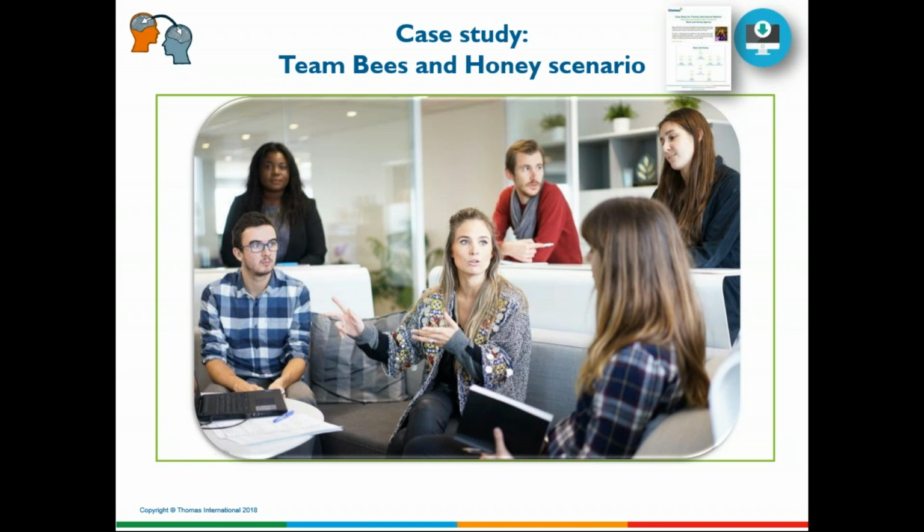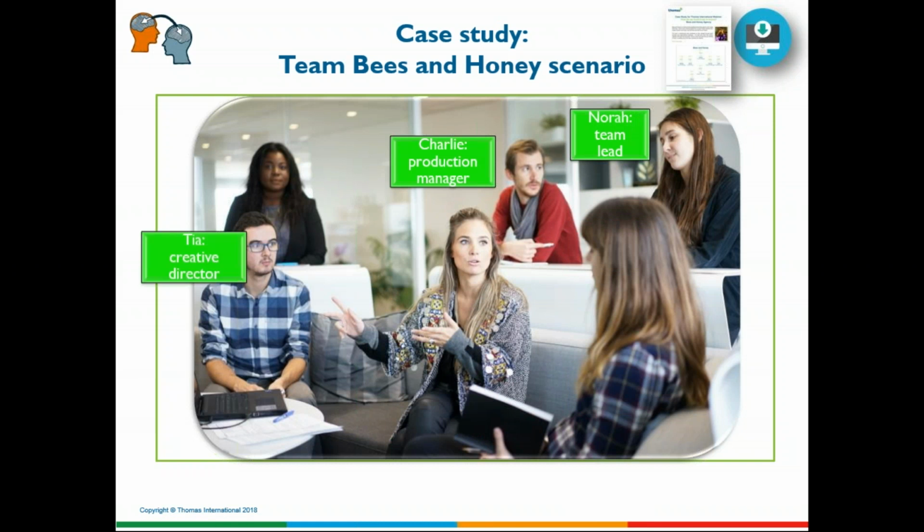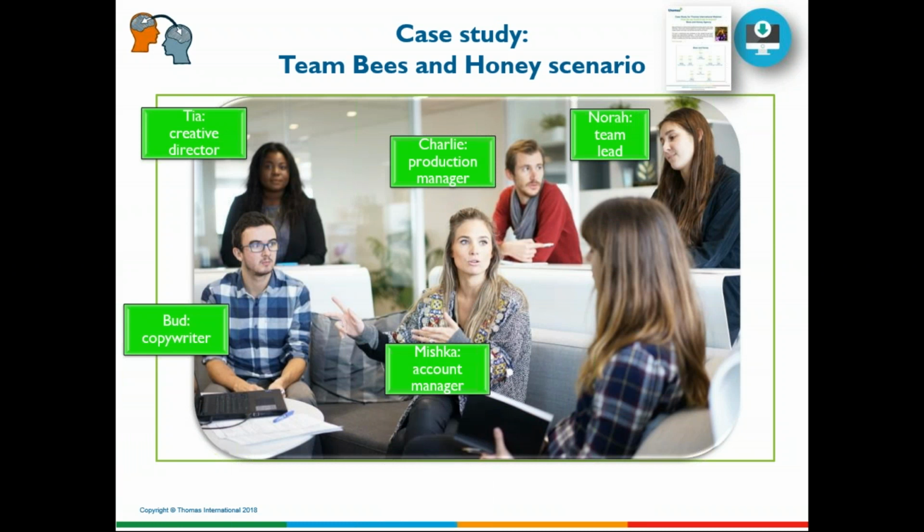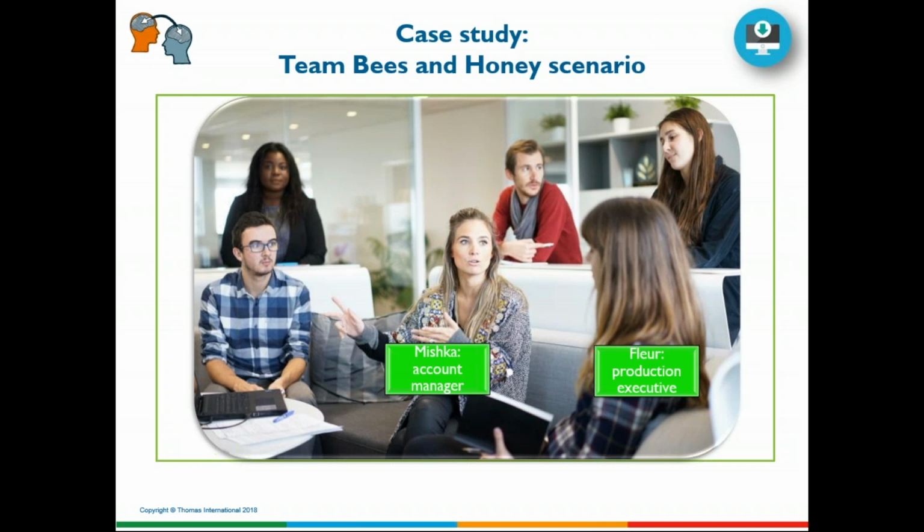There's a big new project they're working on, and in the meeting, 2 of the members are clashing. So here we go. Here are the team members. There's 8 of them in the team, and we have 6 of them in the picture. Nora, top right there, she's a VP client manager and team lead. Next to her is Charlie, the production manager. Tia is the creative director. Bud is the copywriter, Mishka the account manager and the newest member of the team, and Fleur is the production executive.